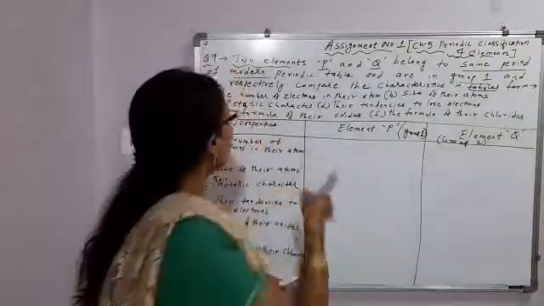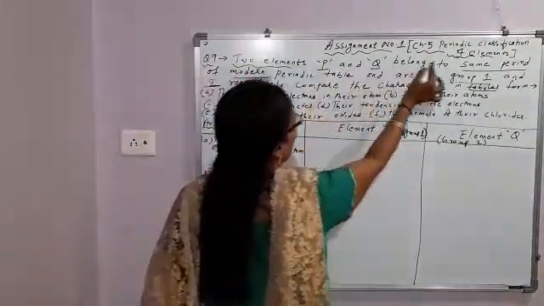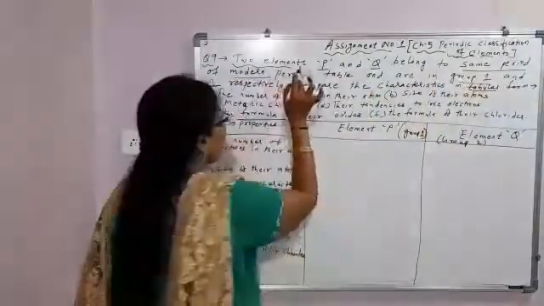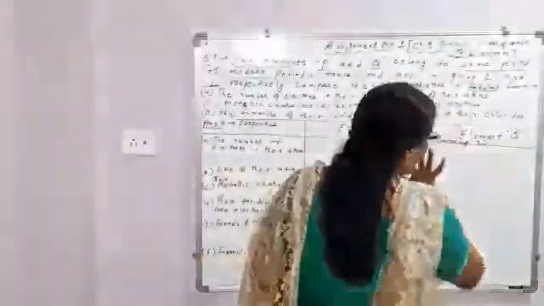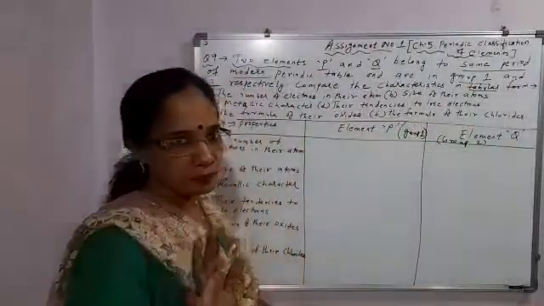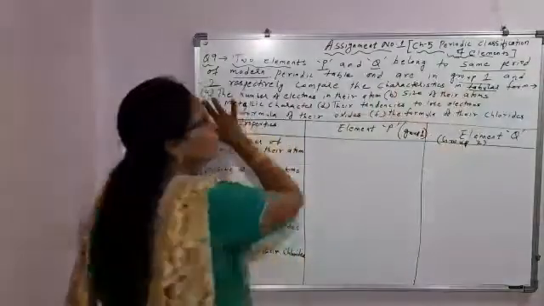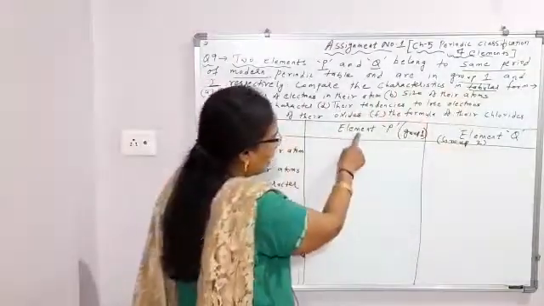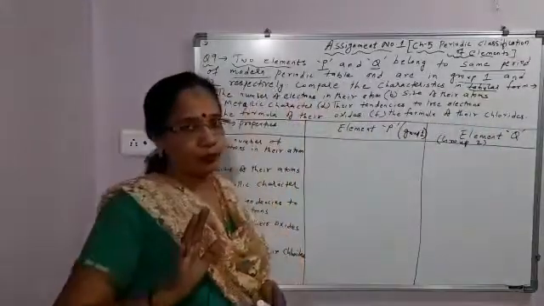Now next question, question 9. Two elements P and Q belong to the same period of the modern periodic table. Element P and element Q belong to the same period and are in group 1 and group 2. Means element P is in group 1 and element Q is in group 2.